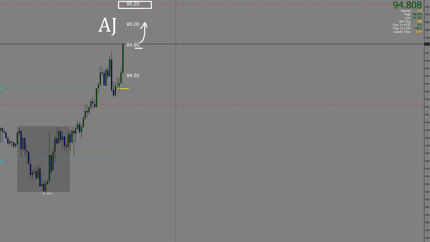I have about 43 pips in profit in this trade, so I want to protect that, and I'm going to move this up to lock in 22 pips. All right, so moving to lock in 22 pips right here with a target up here.